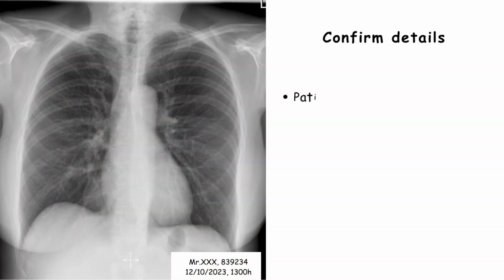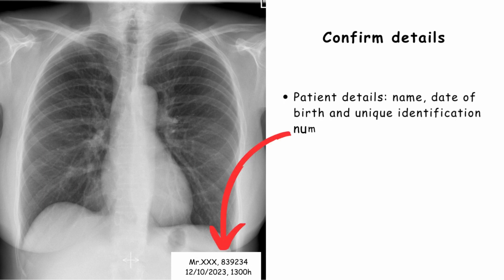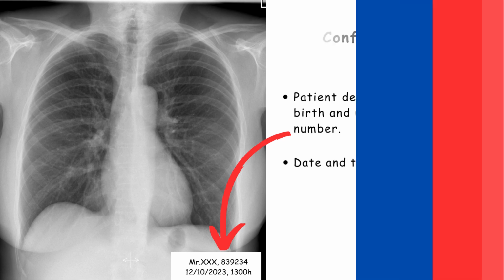The interpretation usually starts with checking the patient details. You should confirm the patient name, date of birth, and unique identification number before starting interpretation. And then check the date and time the film was taken. Some patients may have several X-ray films. In that case, you may miss the X-ray with the significant findings.